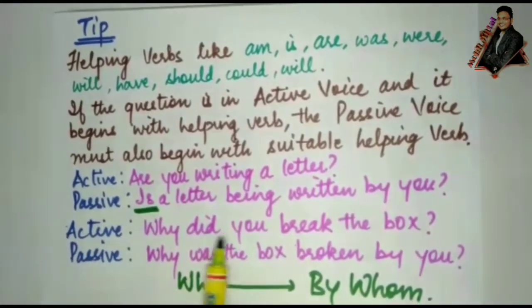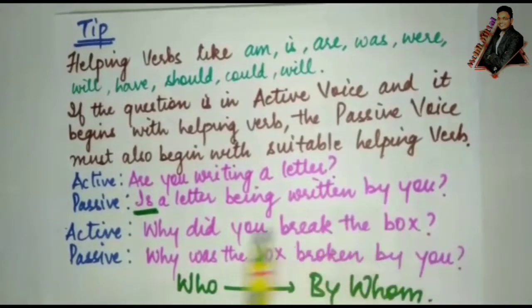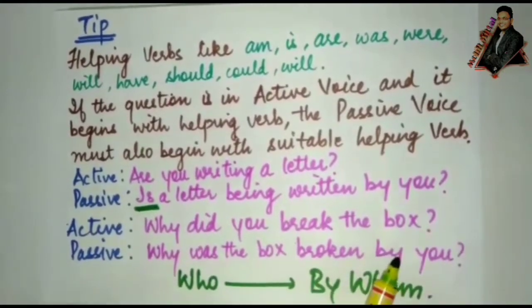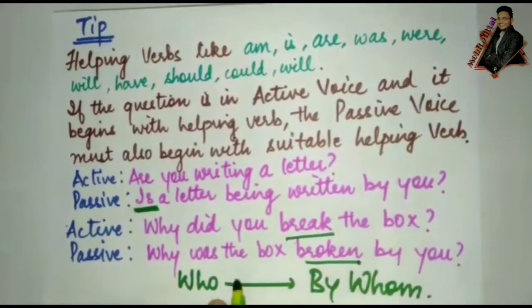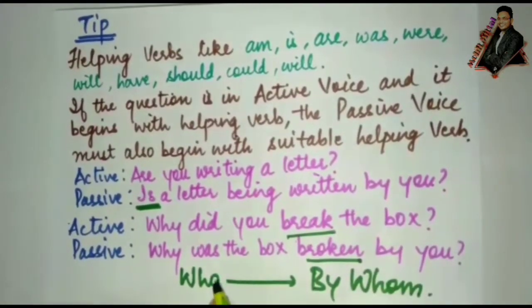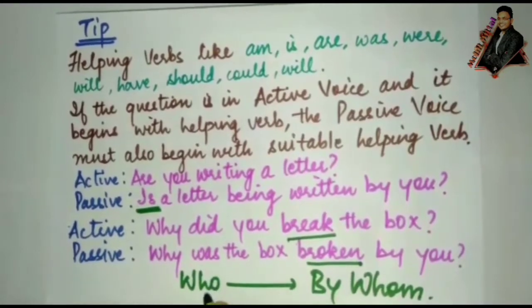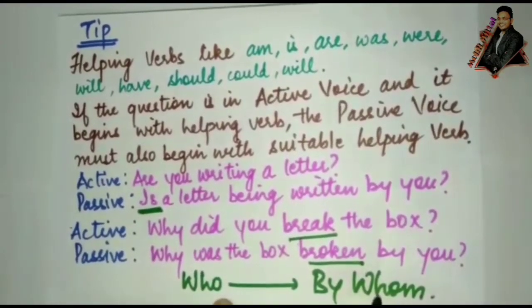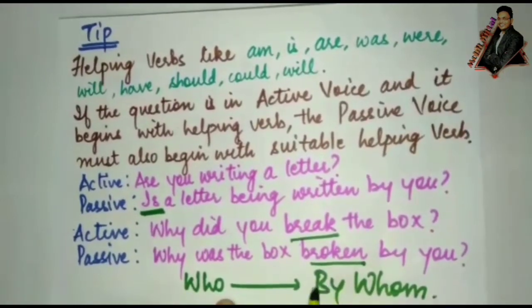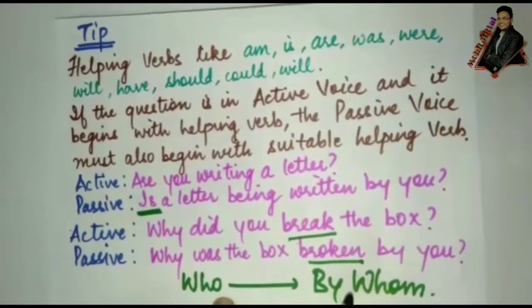Active voice: why did you break the box? Why was the box broken by you? Broken is the third form of the verb here. If the interrogative sentence has who in the beginning, it is converted to by whom. For example, who broke the window? By whom was the window broken?